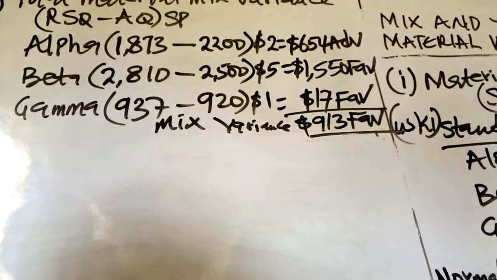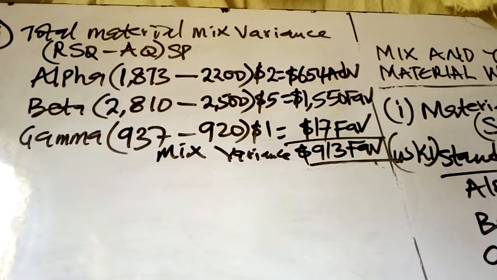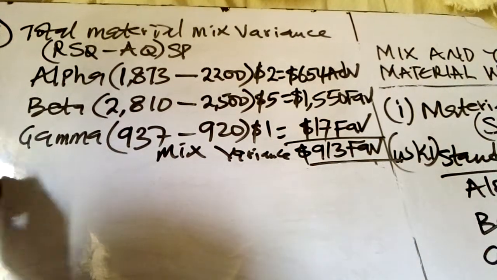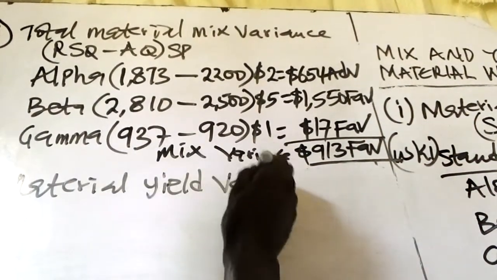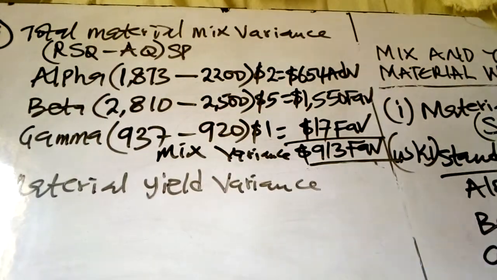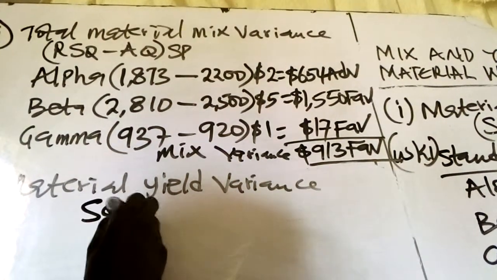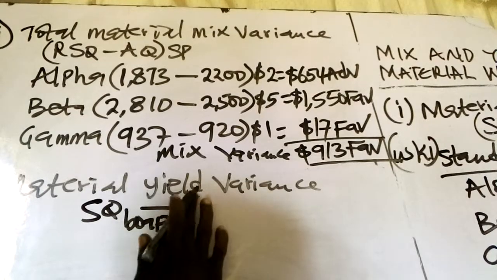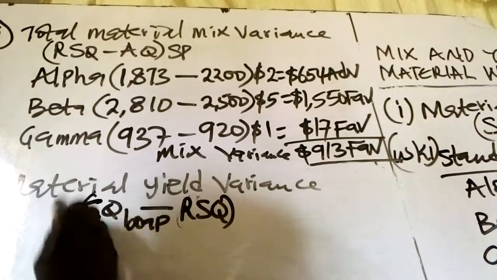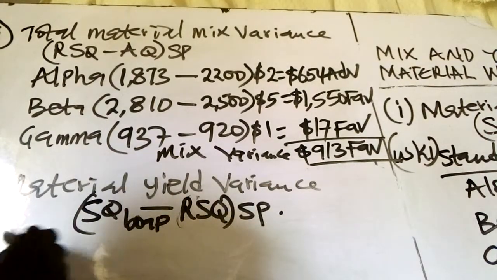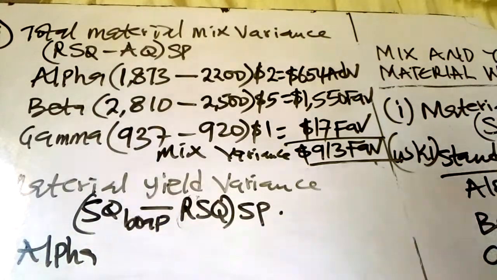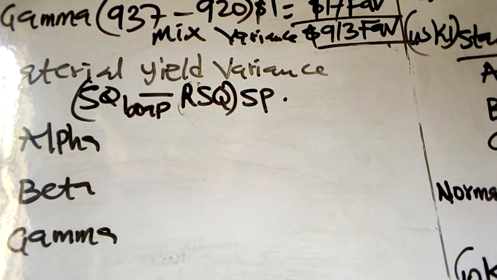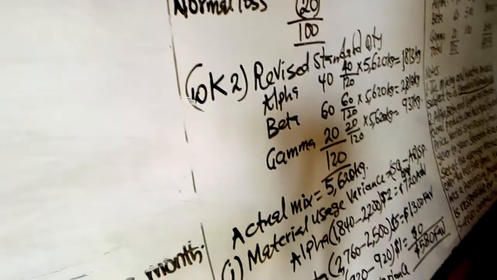That is the third one. Material yield variance. I've told you that the yield variance, I said it is standard quantity based on actual production minus revised standard quantity multiplied by the standard price. We have alpha, beta, and gamma. Standard quantity based on actual production.